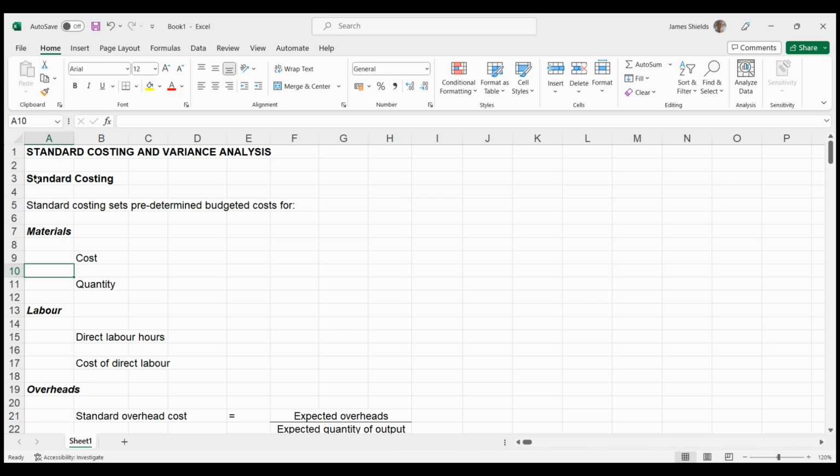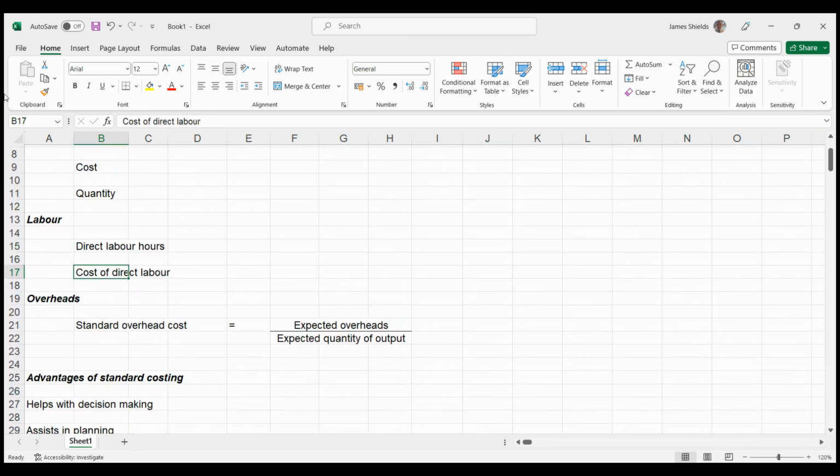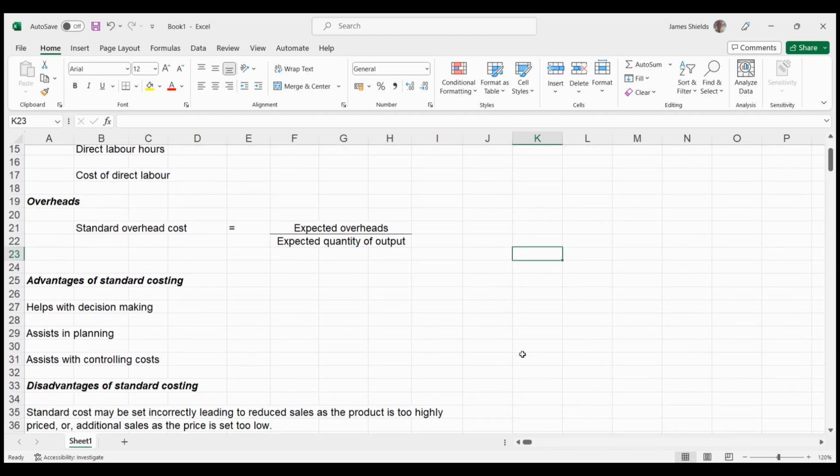So for the materials, we look at the expected cost of the materials and the expected quantity of the materials to be used. For labour, look at the expected direct labour hours to be incurred and also the expected cost of direct labour. For overheads, the standard overhead cost is equal to the expected overheads divided by the expected quantity of output.